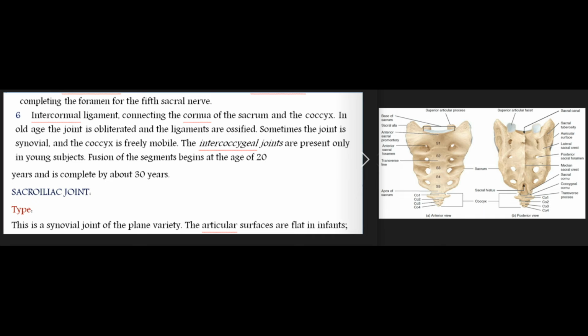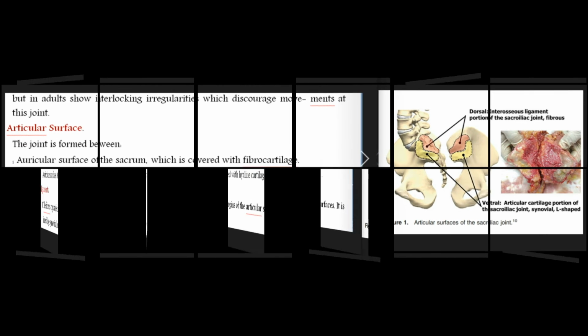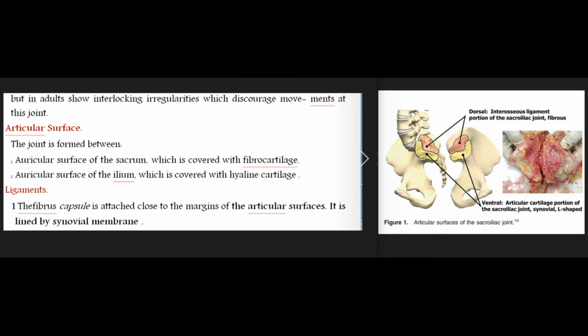Sometimes the joint is synovial, and the coccyx is freely mobile. The intercoccygeal joints are present only in young subjects. Fusion of the segments begins at the age of 20 years and is complete by about 30 years. Sacroiliac joint. Type: this is a synovial joint of the plane variety. The articular surfaces are flat in infants, but in adults show interlocking irregularities which discourage movements at this joint.